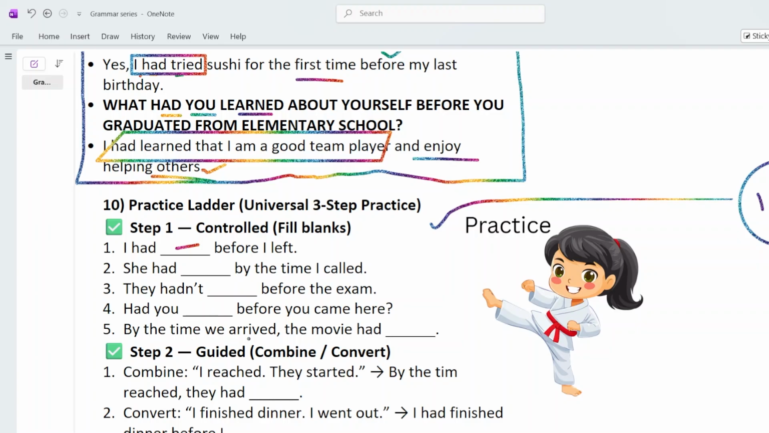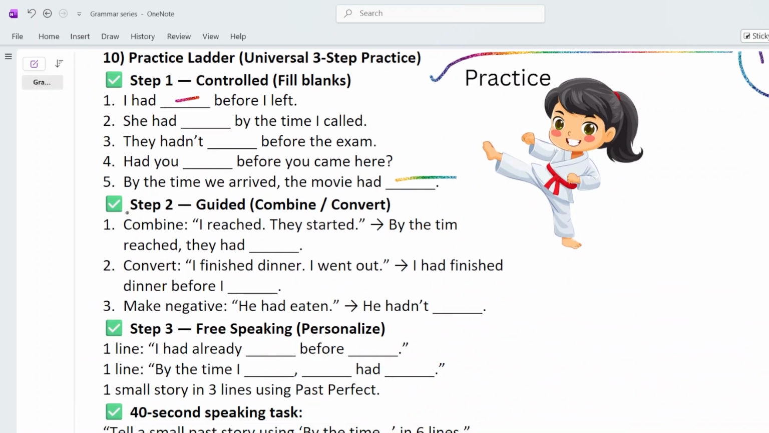By the time we arrived, the movie had dash. Okay. Now combine, in the sense, I reached, they started. All right. By the time I reached, they started dash. You have to fill that up. Convert to what? I finished dinner, I went out. So when you convert this, it sounds like this: I had finished dinner before I complete the sentence.